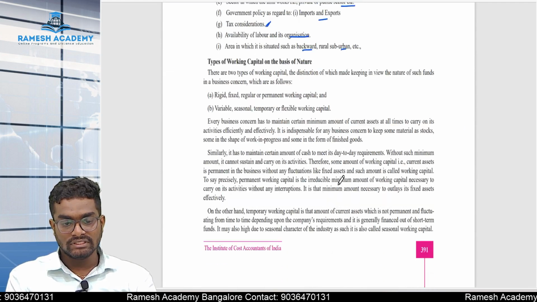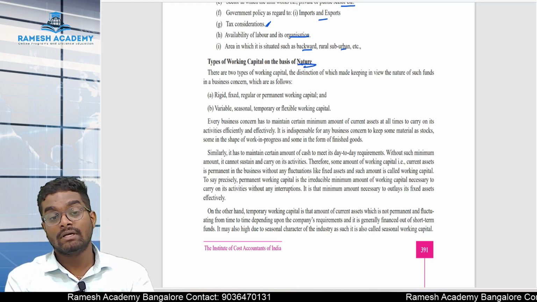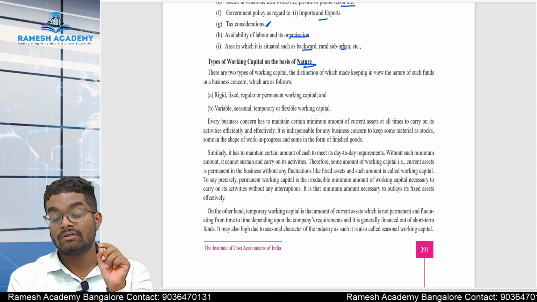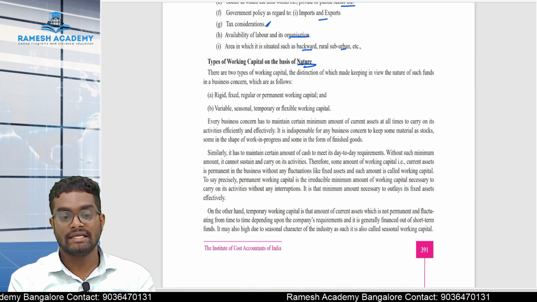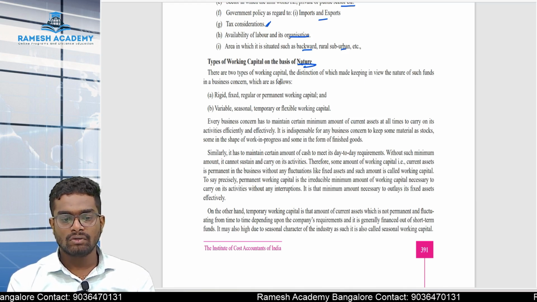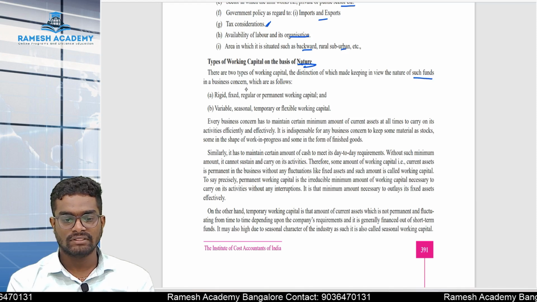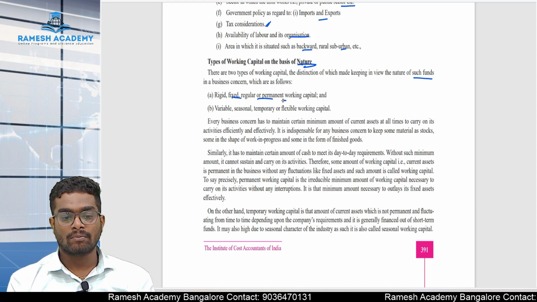Now we will see the types of working capital on the basis of nature. So earlier we saw the types of working capital based on what? It was gross and net. Now here we are seeing based on the nature. There are two types of working capital, the distinction of which is made keeping in view the nature of such funds in the business concern. So first is the fixed, regular or permanent working capital.